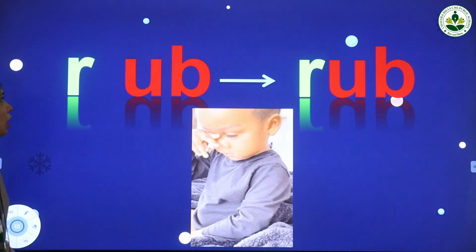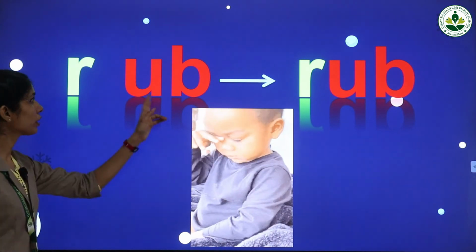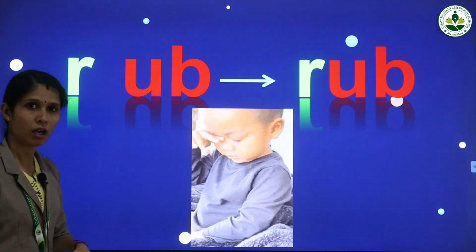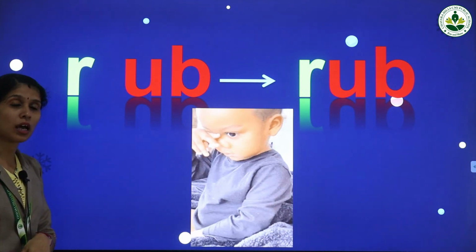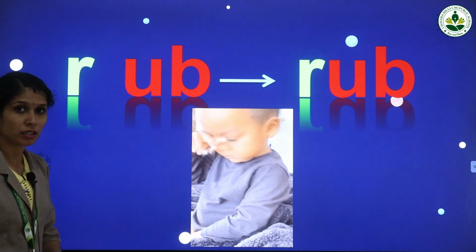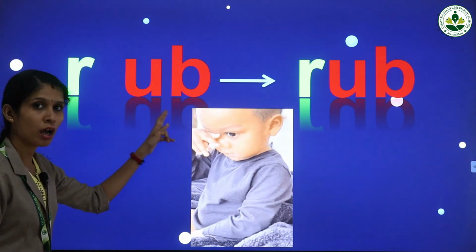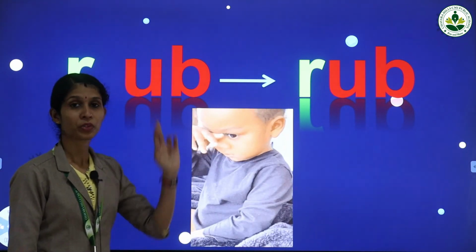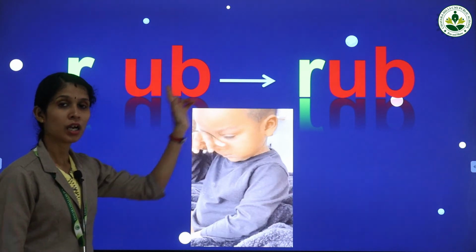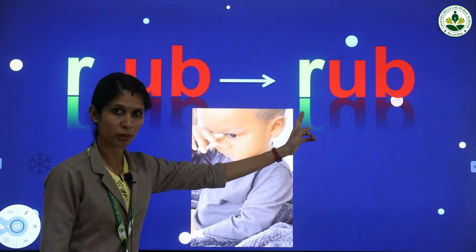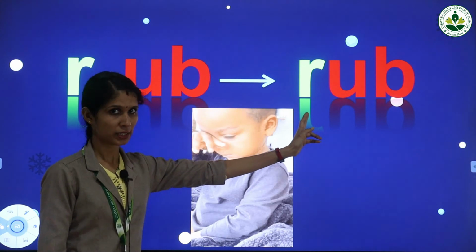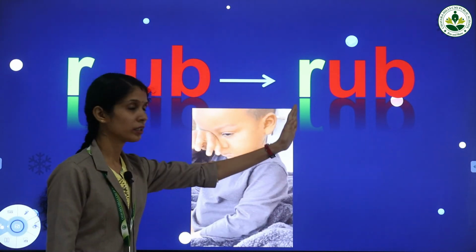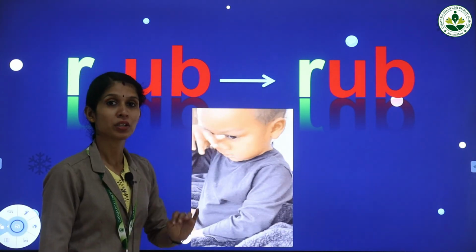Okay children, here we add letter R with ub. Can you say the phonic sound of letter R? Yes, very good. It's r. R, ub. Together we can read this word as rub. Rub, rub, rub. Once again, here we add letter R with ub. Together we can read this word as rub.